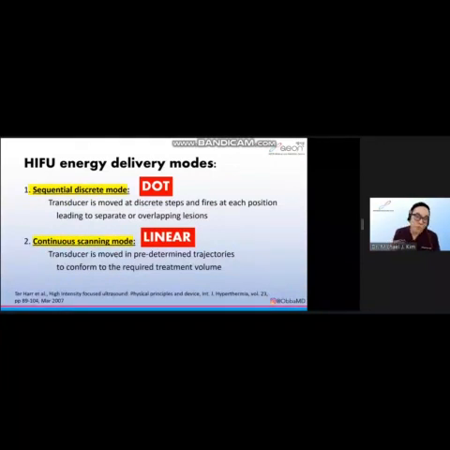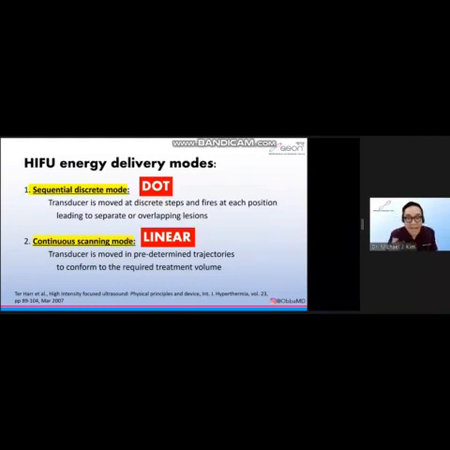There are two different types of HIFU energy delivery modes. But until now, we have only had the first mode to use in our practice, sequential discrete mode, a type of HIFU we're all familiar with, when the HIFU fires a series of separate TCPs, whereas a continuous scanning mode fires energy in a predetermined trajectory. So for ease of communication, I'll refer to them as dot and linear HIFU.